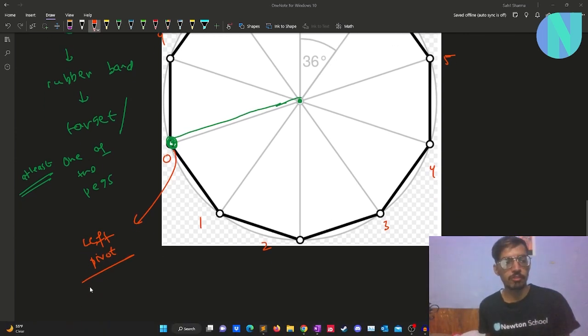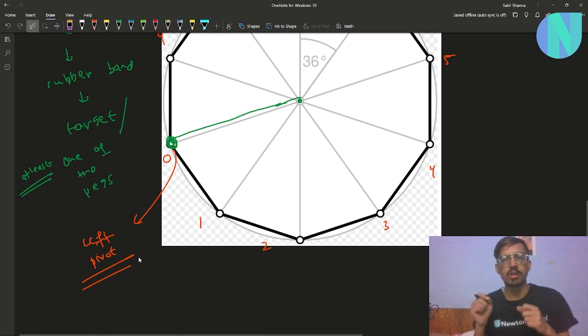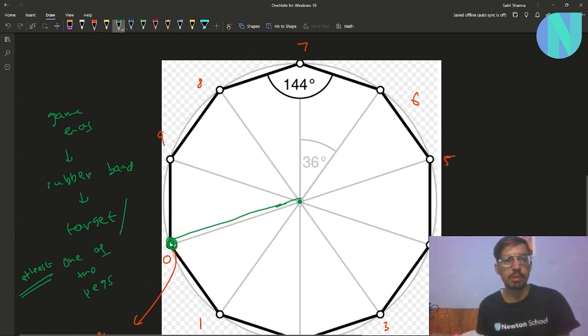So given this left pivot, what are the possible values of the right pivot, right? What is the rightmost peg that you can choose such that the rubber band is still touching the target? So if you think about this, and if we try to place the right pivot at 6, then the rubber band will go from 0 to 6, right? It will not go through the center.